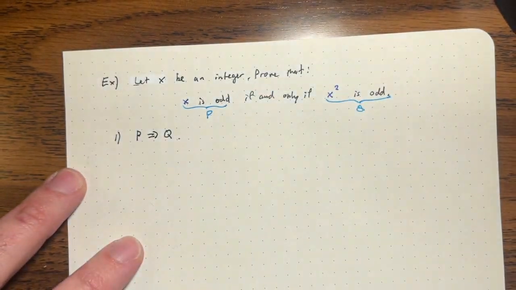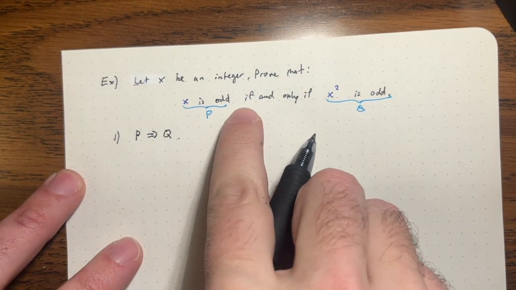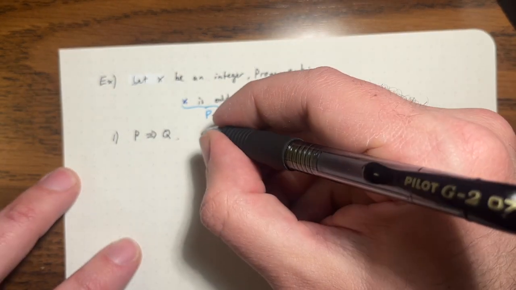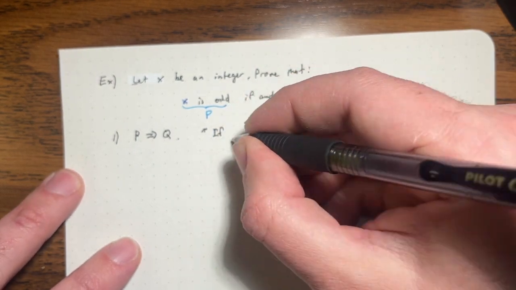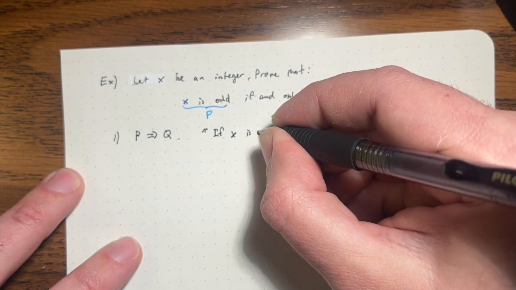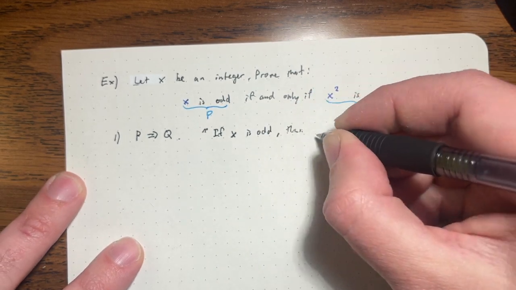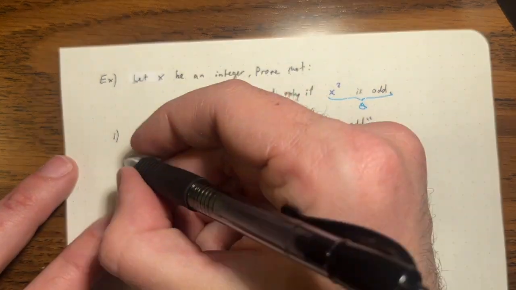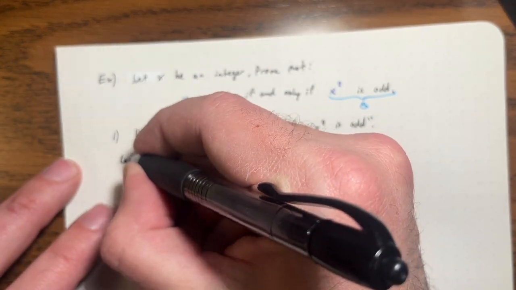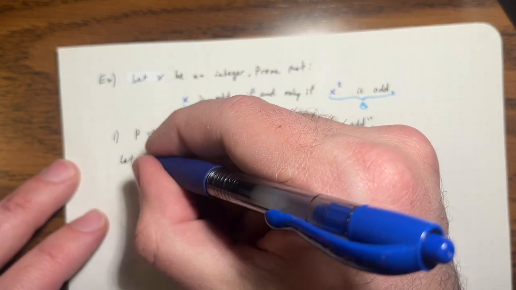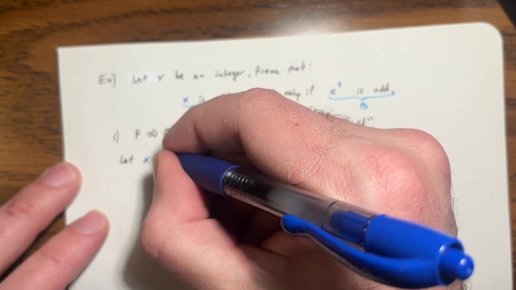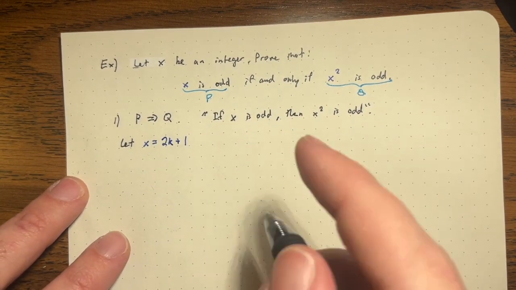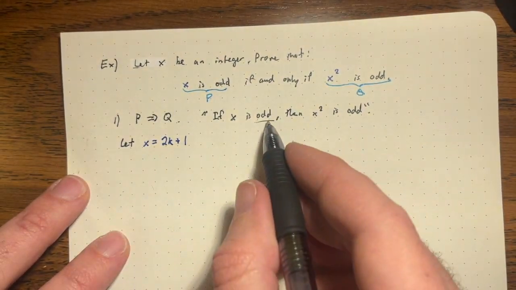So how do we do that? Well, we start out by assuming this. Let's just be really clear. Here's the exact statement I'm trying to prove: if x is odd, then x squared is odd. So you want to assume, so let's let x be an odd number. Remember our form of an odd number, 2k plus 1. That's where we start. I'm just unraveling the definition.